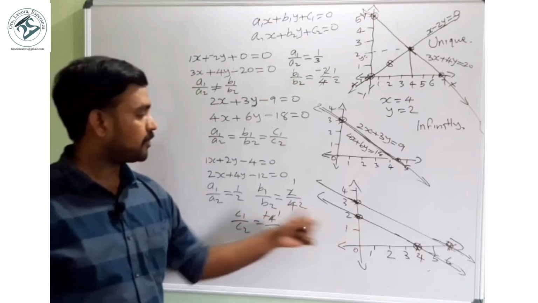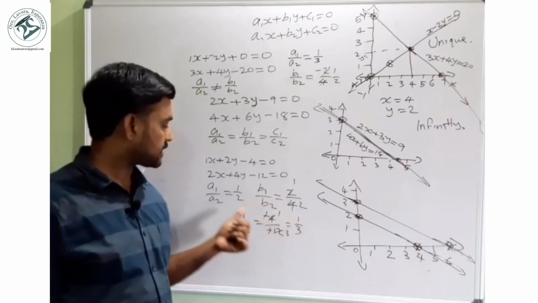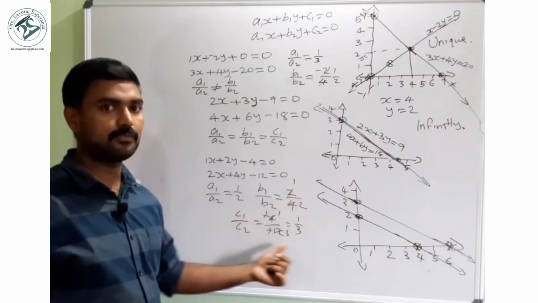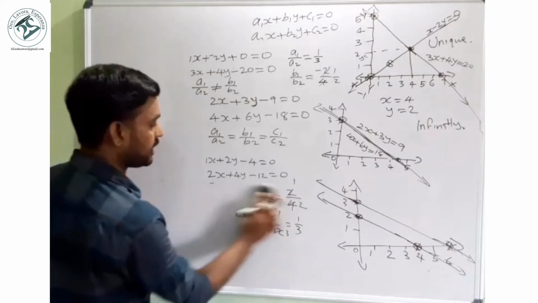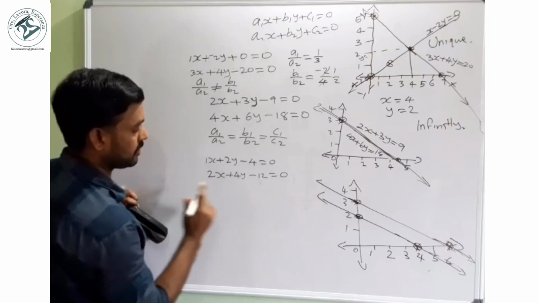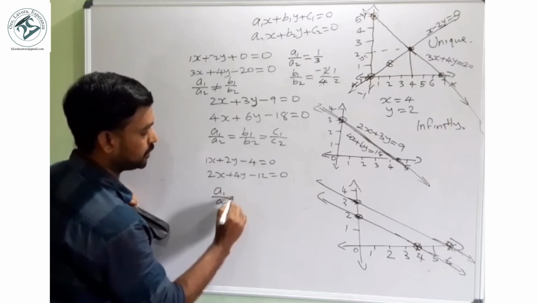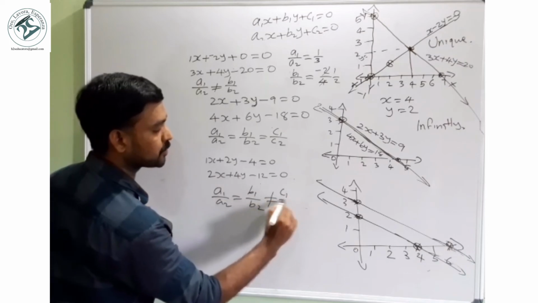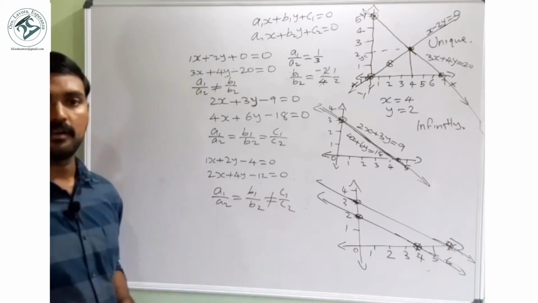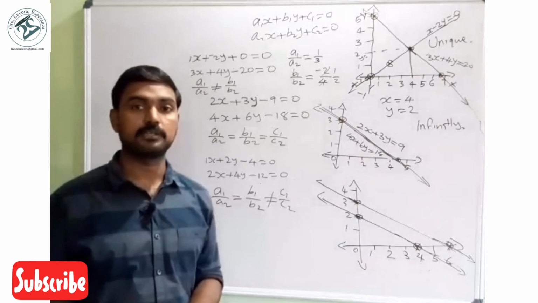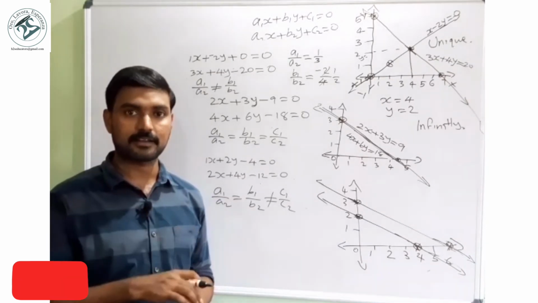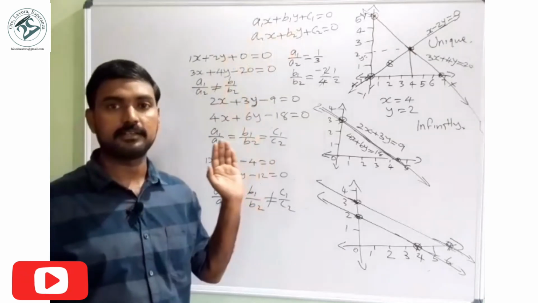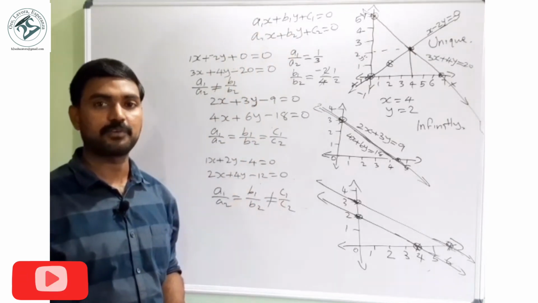So this is the graph of this equation. In this case what is happening, a1 by a2 is equal to b1 by b2, both answers are 1 by 2, but c1 by c2 is different. So we can write a1 by a2 is equal to b1 by b2 not equal to c1 by c2. What are these a1, b1, c1, a2, b2, c2? These are the coefficients and constants of the general form of the pair of linear equations.